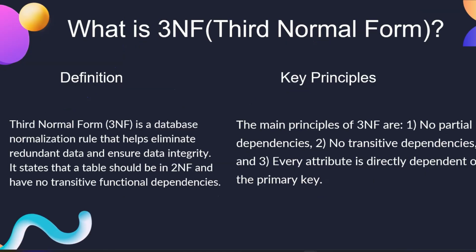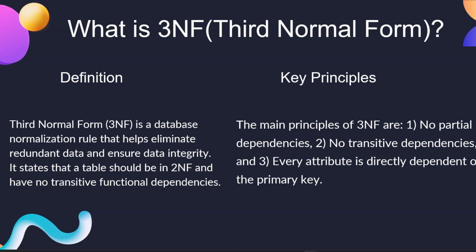So, what is 3NF or third normal form? Third normal form is a database normalization rule that helps to eliminate redundant data and ensures data integrity. It states that a table should be in 2NF and have no transitive functional dependencies, where a transitive functional dependency is the functional dependency between two non-prime attributes.